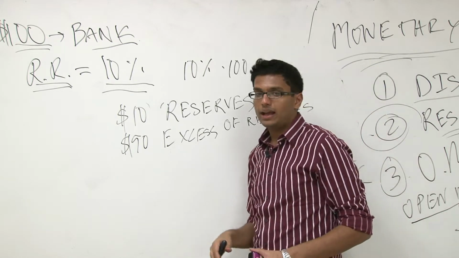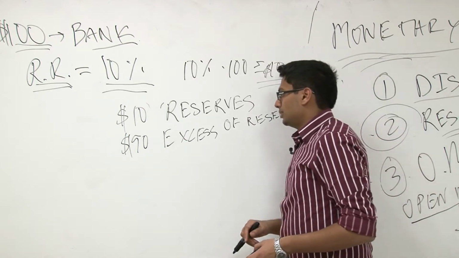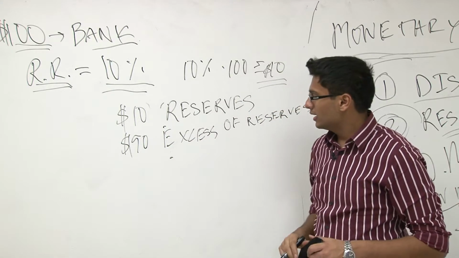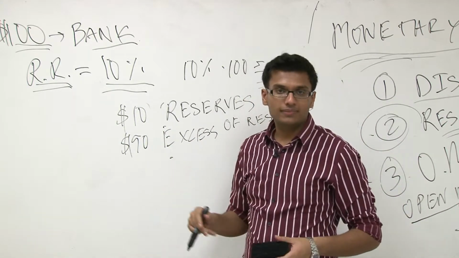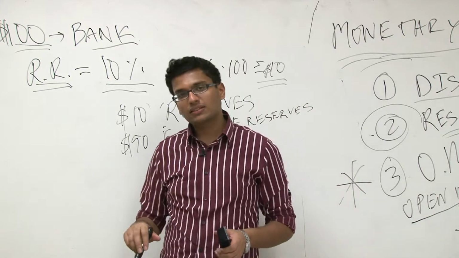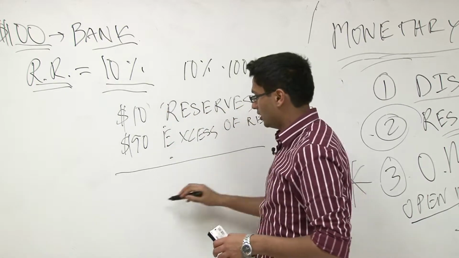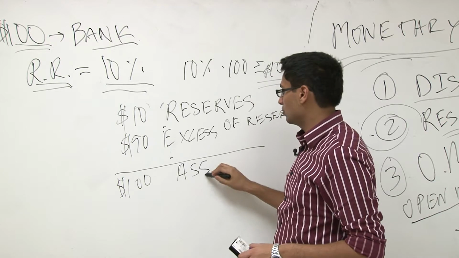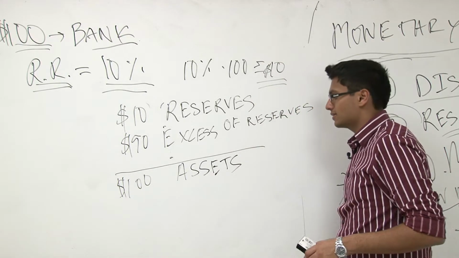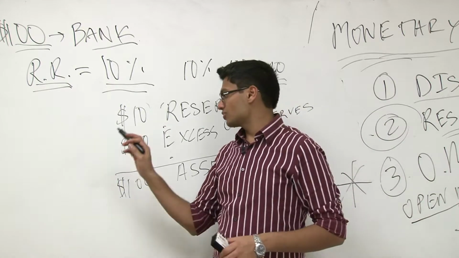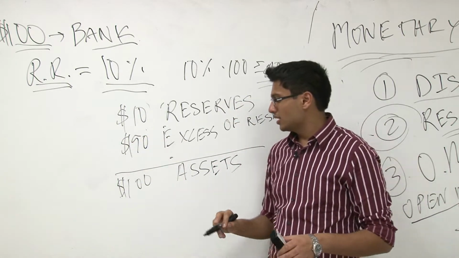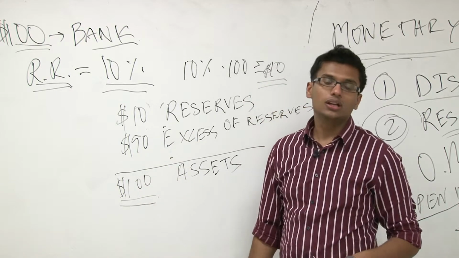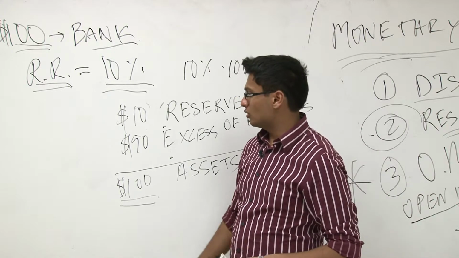Now my bank has $10 in reserves and $90 in excess. And now Jill walks in. By the way, guys, I have a total of $100 in assets. Remember that word assets I talked about: the total amount that I own is my assets. So I have $100 in assets, $10 in reserves, $90 in excess. Jill comes in and says, I need about a $90 loan for my new company.